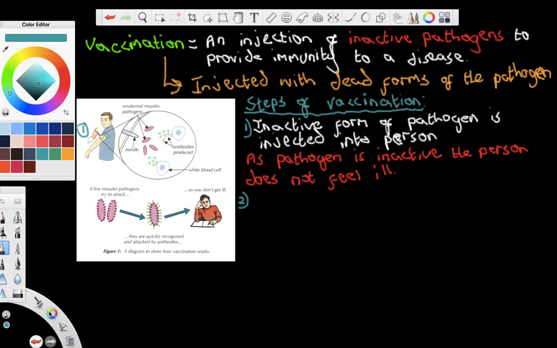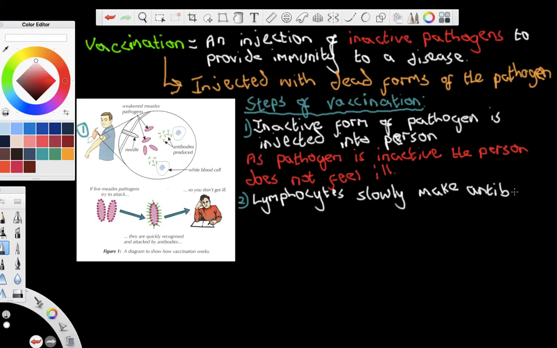Once they do this, the person's lymphocytes slowly make antibodies until they find one with the right shape. So lymphocytes slowly make antibodies until they find one with the correct shape for the antigen.